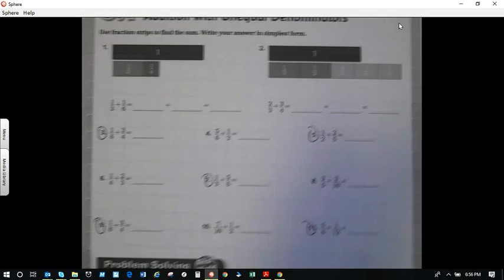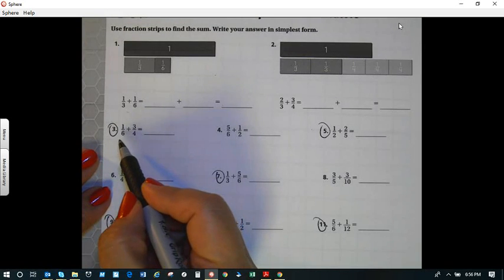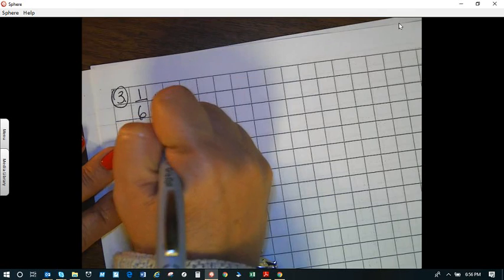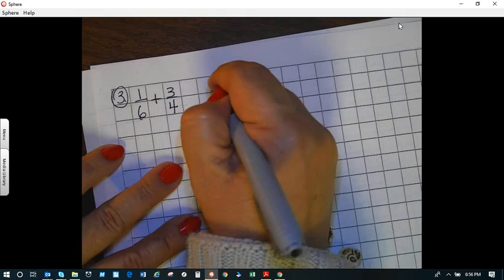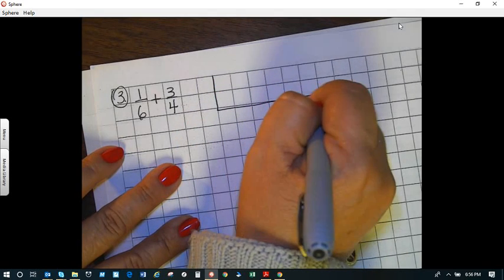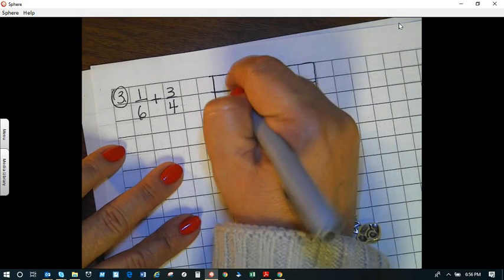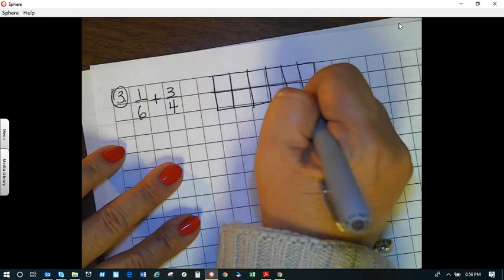So let's get started. We were talking about 1/6 plus 3/4, and some of you were still having some trouble finding the common denominator. So I'm going to do my work on this paper so that I can keep everything where it needs to be. Okay, so I have 1/6 plus 3/4. We were talking about taking a portion of our multiplication chart is all we're doing, and then drawing it out.